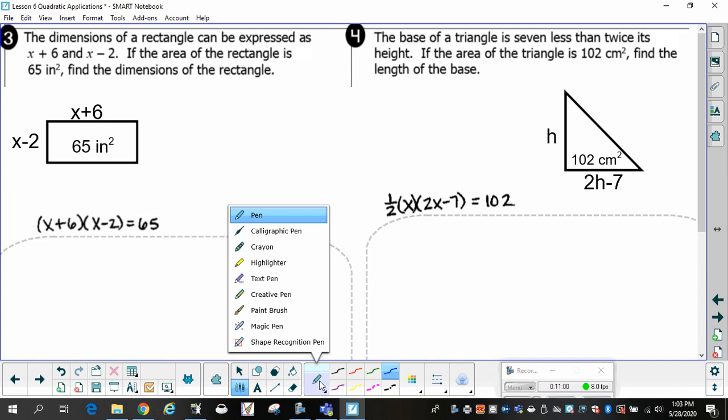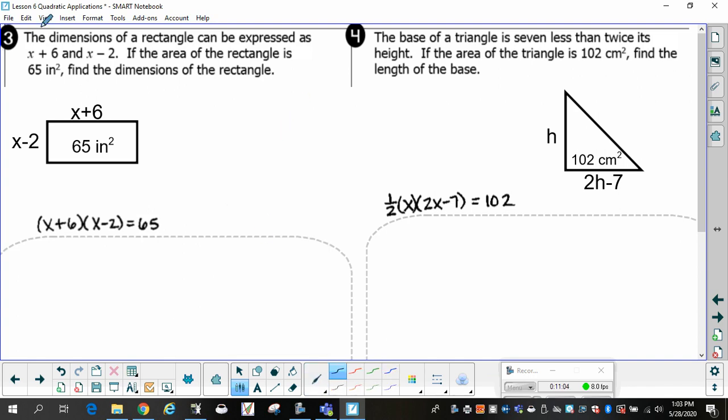Number 3, the dimensions of a rectangle can be expressed as x plus 6 and x minus 2. It doesn't say which one's length and which one's width. It does not matter. I multiply this times this to get the 65. x plus 6 times x minus 2 is equal to 65.